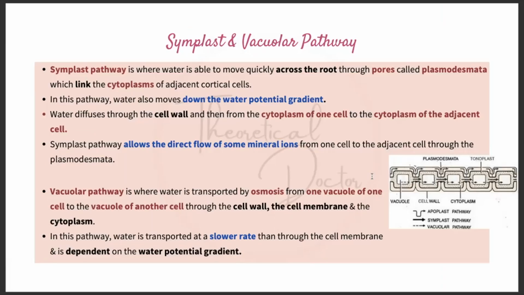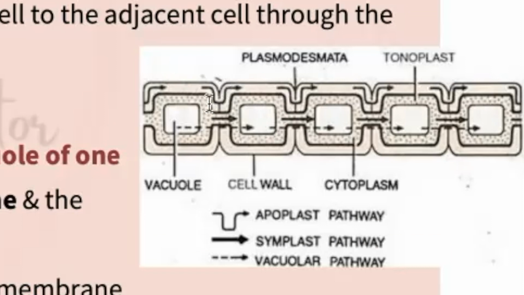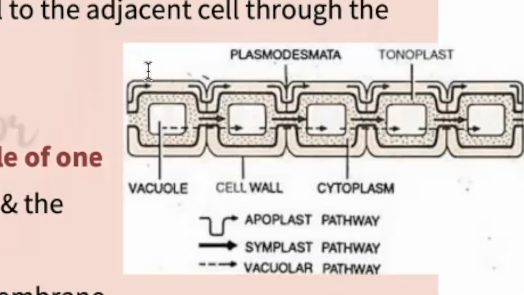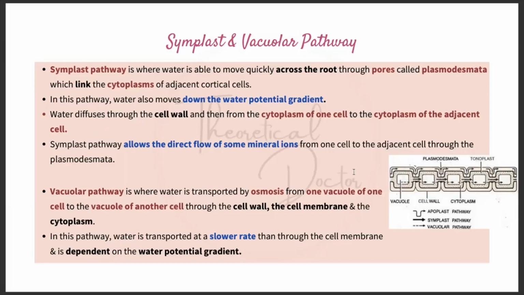In this pathway, water also moves down the water potential gradient. Water diffuses through the cell wall and then from the cytoplasm of one cell to the cytoplasm of the adjacent cell. So you can see over here, this is the symplast pathway. It moves through the cytoplasm, through the plasmodesmata. In the apoplast pathway, it moves through the cell wall. In the symplast pathway, it is through the cytoplasm. So the symplast pathway allows the direct flow of some mineral ions from one cell to the adjacent cell through the plasmodesmata. The third pathway is the vacuolar pathway.